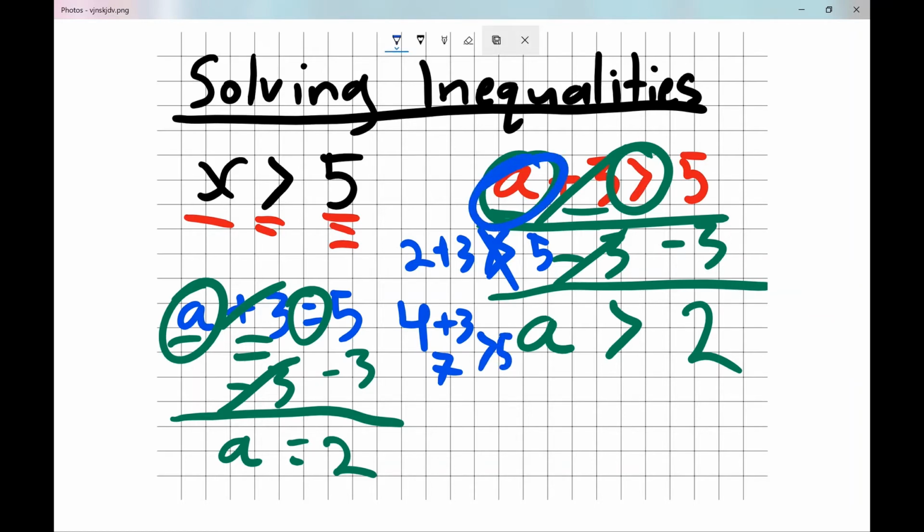This might seem a little confusing, but in my opinion, it's really simple. It is simply a review of equations. The only difference is the symbol that you use at the end. Let's do a few more examples.